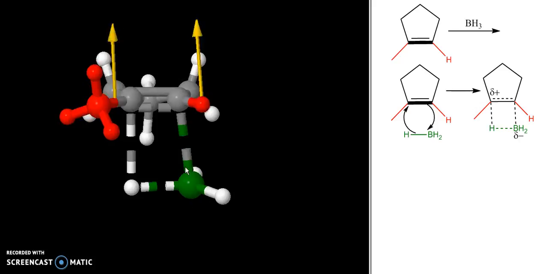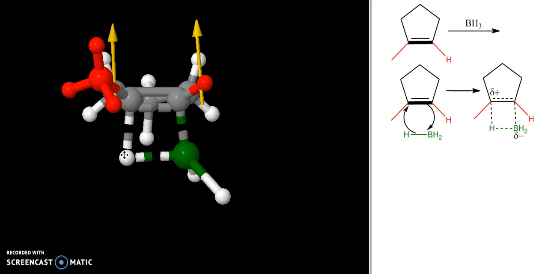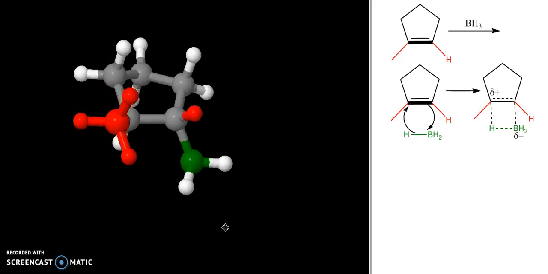Another way to look at it is if this boron comes in and this hydrogen comes in from the same side, both this hydrogen and this methyl group, as the product starts to form, start moving upwards. So this hydrogen starts going up, this methyl group starts going up, hydrogen and boron start coming in and form their new bonds. This means a lot for the stereochemistry of the product. It means that this boron and this hydrogen are on the same face and this methyl is on the opposite face of the boron, which we can see here.